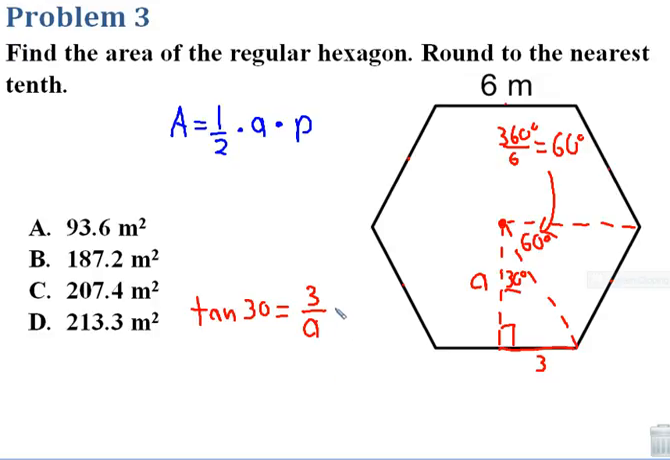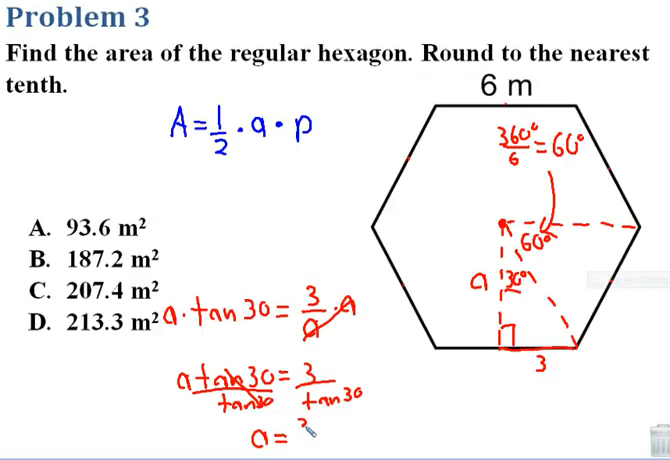Okay, solving that for the A, we'll multiply both sides by A to get rid of the fraction. Cancels the A on the right. So we have A tan 30 is equal to 3. Finish off by dividing both sides by tan 30. The tan 30's cancel, and we end up with A is equal to 3 divided by the tangent of 30. Okay, plug that in. I end up with 5.2, rounding to a tenth.